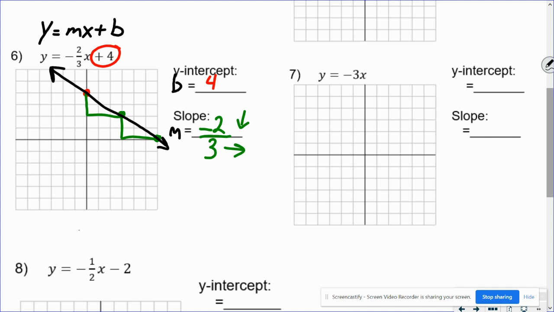All right, one more I'm going to do with you, and then I'm going to have you try one on your own. Well, I'll help you set up 8, but then you're going to graph it on your own. Number 7, do we have any plus b? No, there's nothing. So what number equals nothing? 0. B equals 0. So that's at your origin.